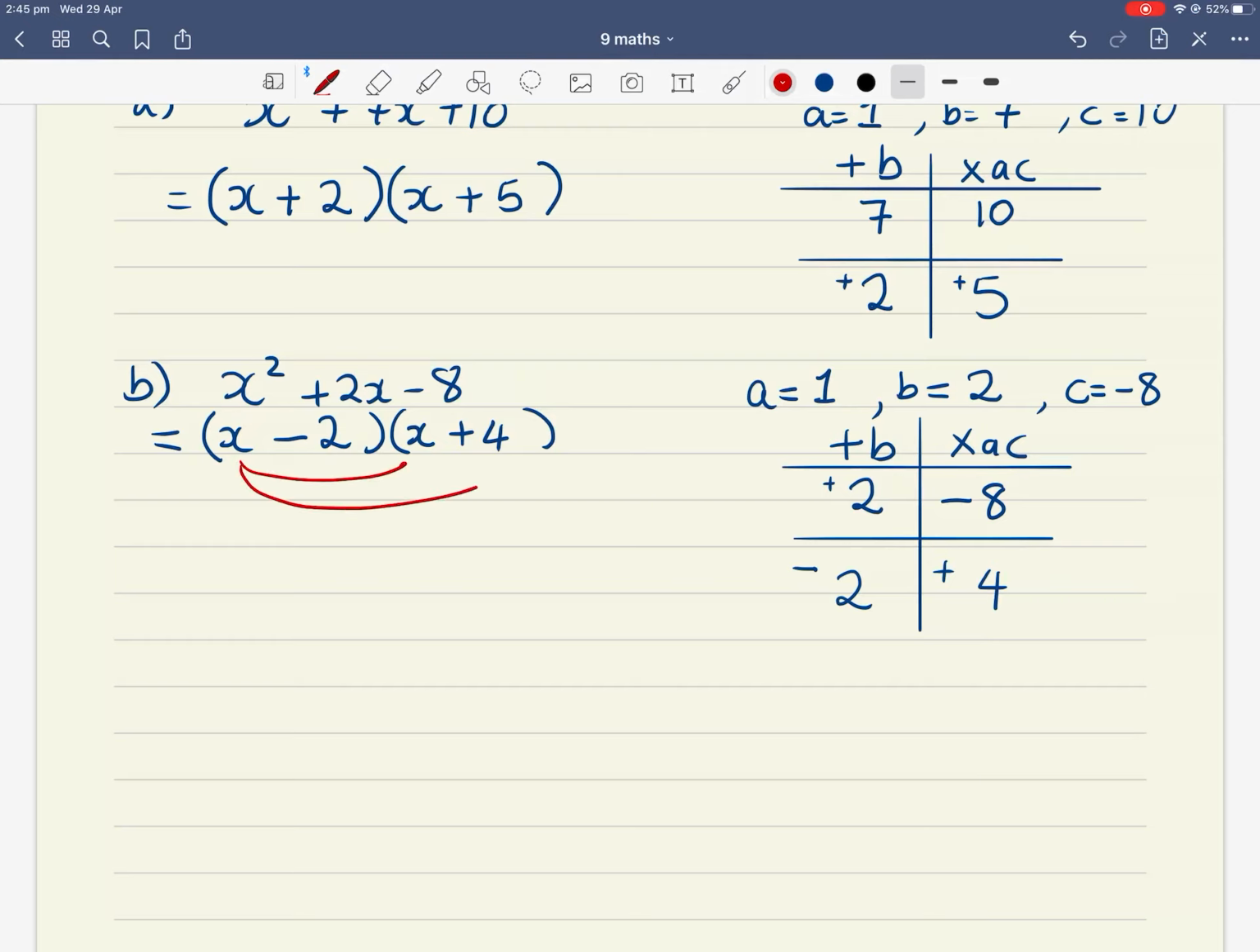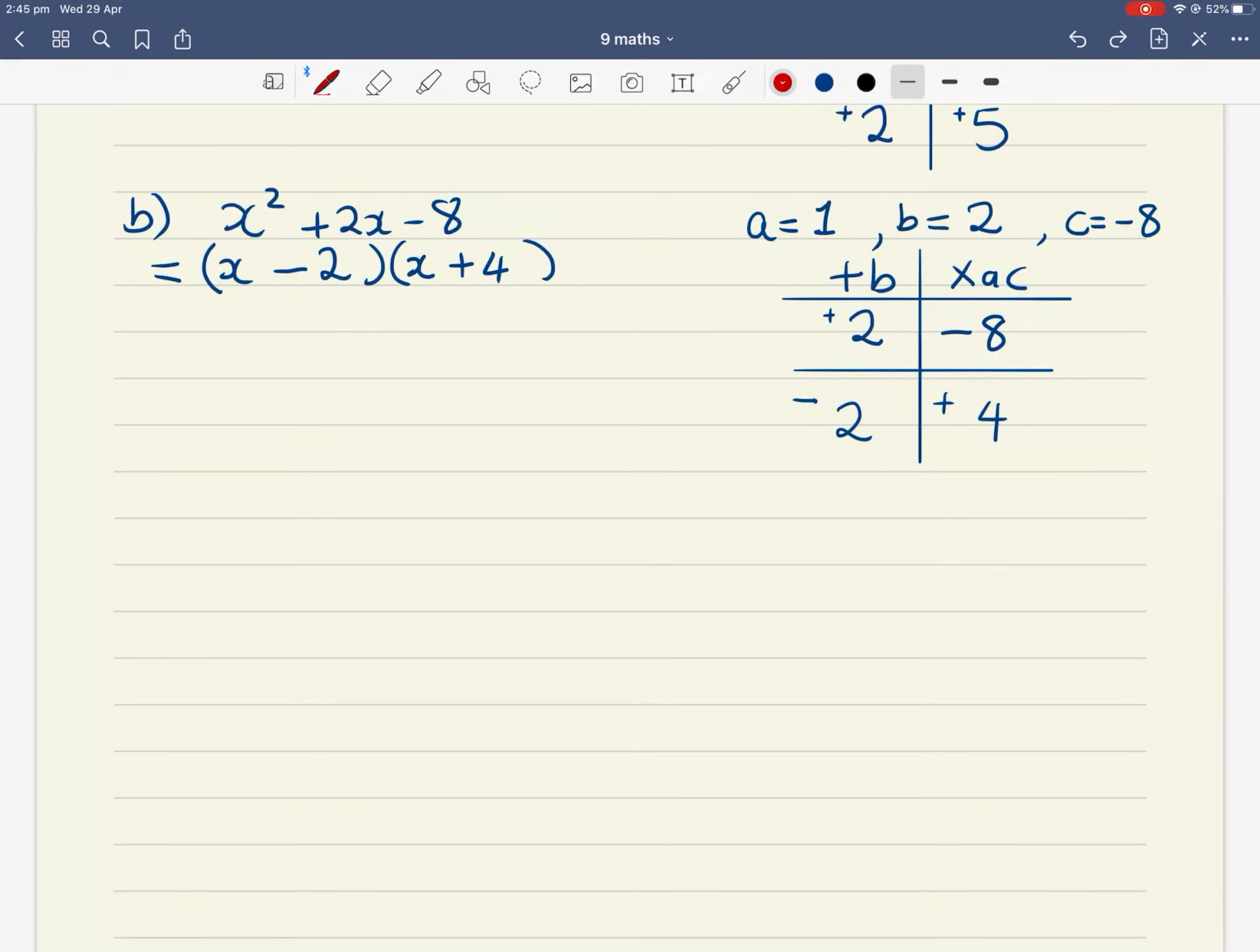Again, you can always check your work by FOIL and expanding your brackets. Well, x times x is x squared. x times 4 is 4x. Negative 2 times x gives you negative 2x. So this gives me, adding it together, positive 2x. And then negative 2 times 4 gives you negative 8. Which is exactly what we wanted, because we wanted an x squared, positive 2x, and then minus 8. So you know you've factorized it correctly, because if you expand it, you should get what you started off with.